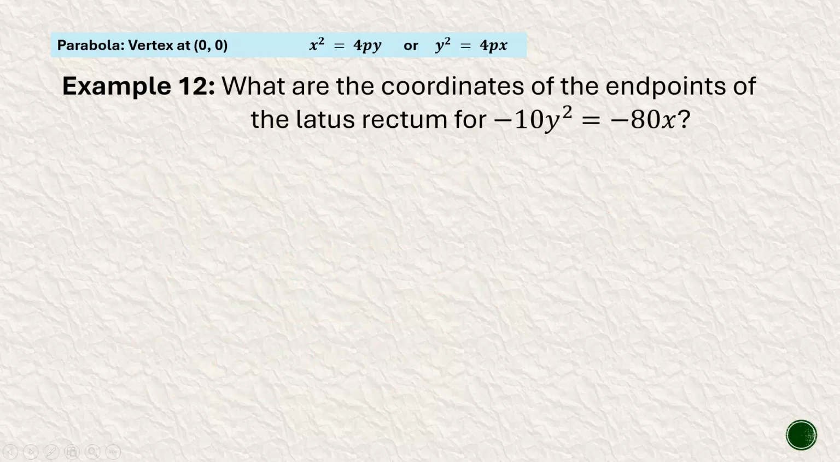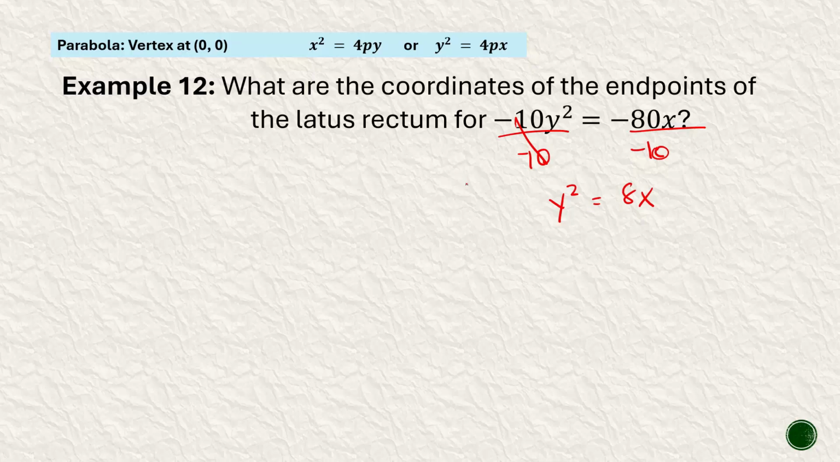All right, let's go to the last one. Here we have negative 10y squared equals negative 80x. Just like what we did in example number 10, we need to simplify this equation so that it is the same form as the ones on top. So I'll divide both sides by negative 10. So this is y squared equals 8x, and the parabola here opens to the right.